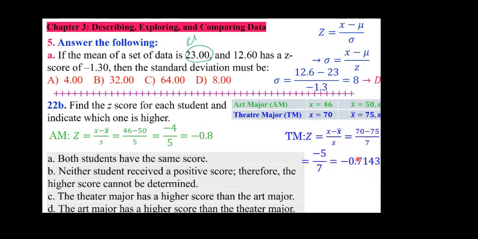But which one is worse? This is more negative, so this is a worse score. Both are negative. This is more negative. This is slightly better. Both of them below the average.